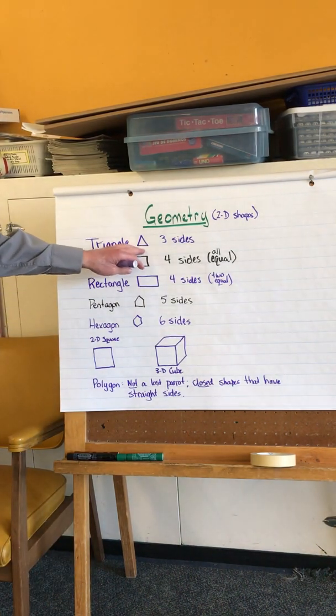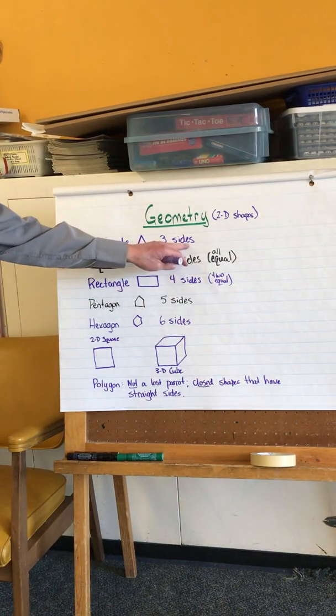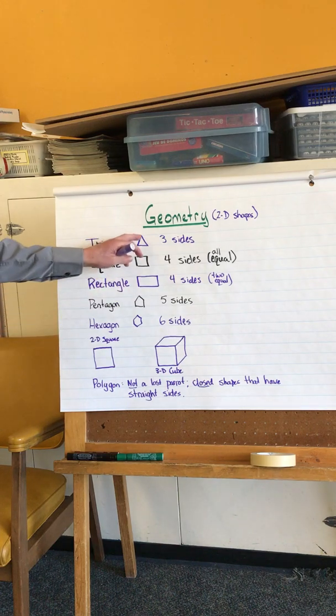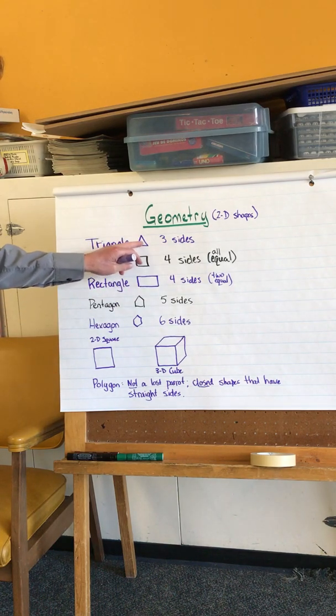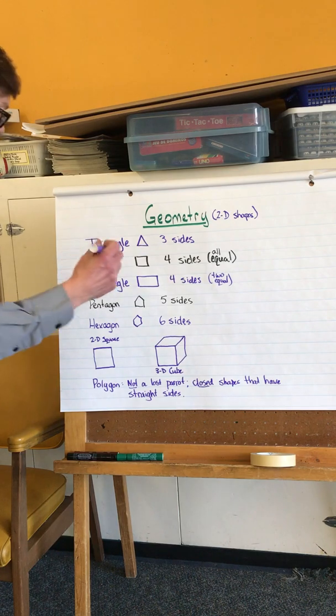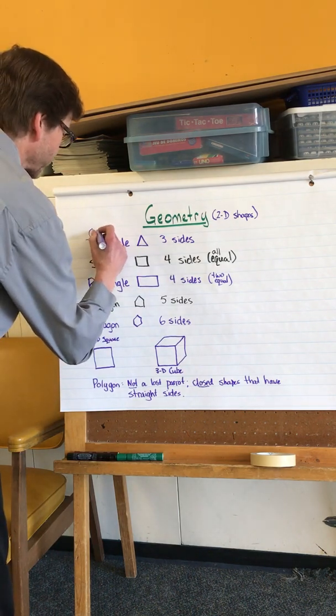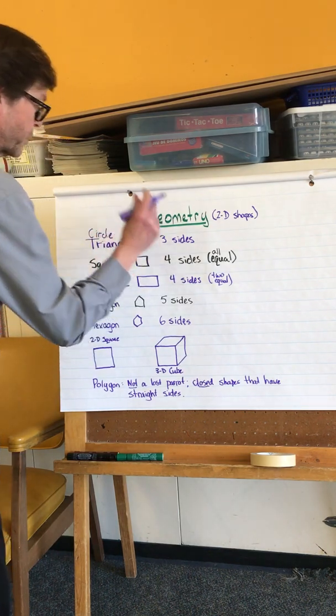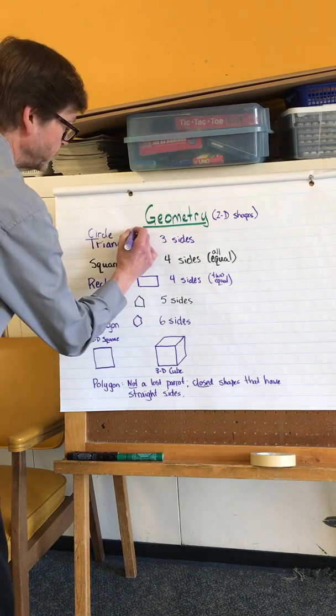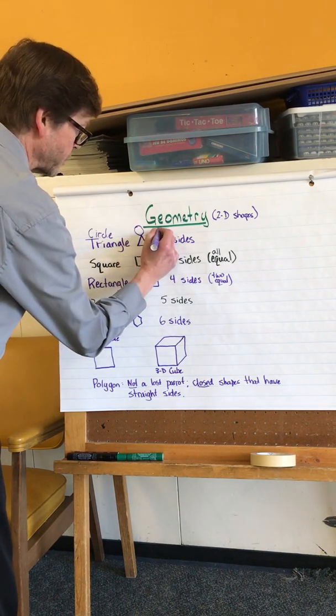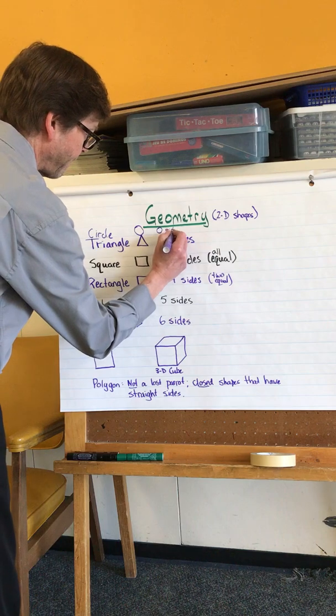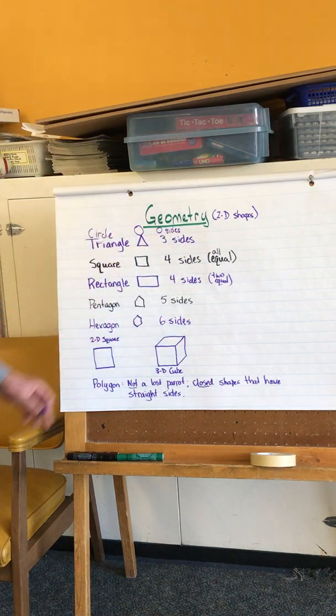So our triangle is a nice simple shape. It's got three sides. So triangle, that's exactly what it is, three sides. I should have started with the first simple shape, which is our circle, which has 0 sides. All right, I think you knew that already. Triangle, 3 sides. So then we talk about a square.